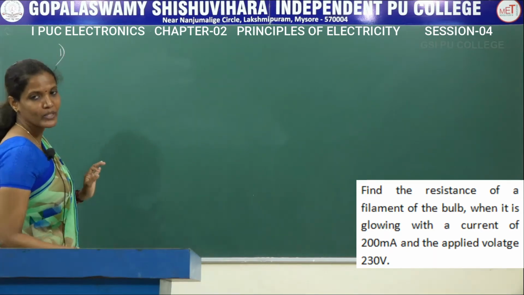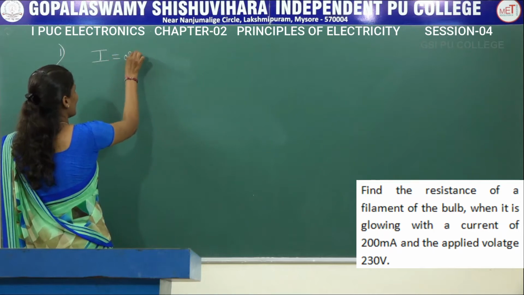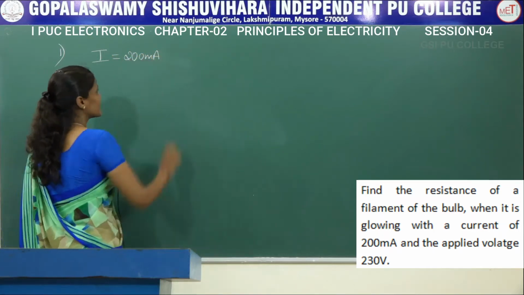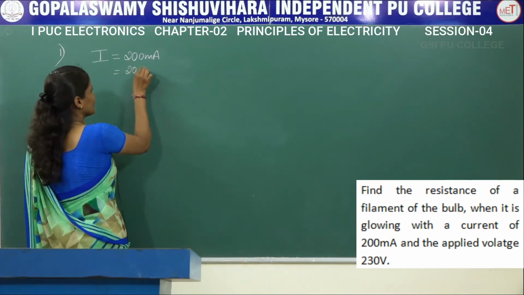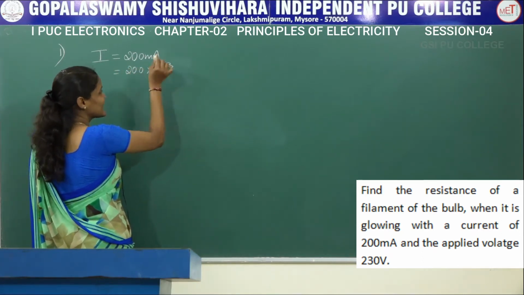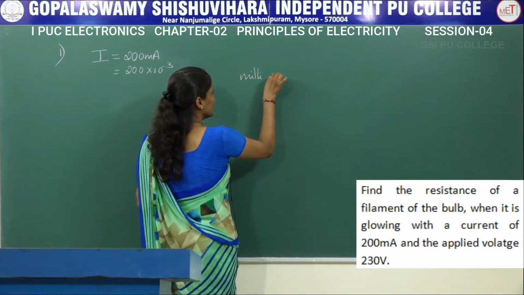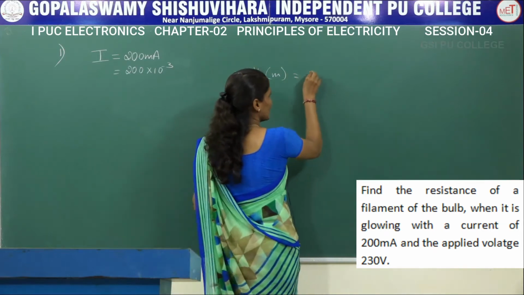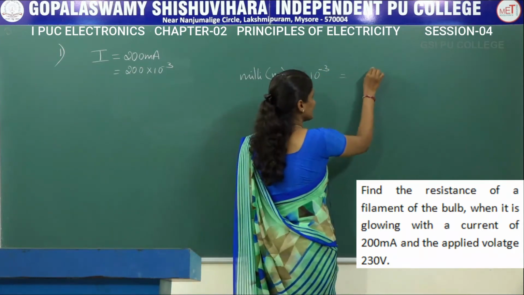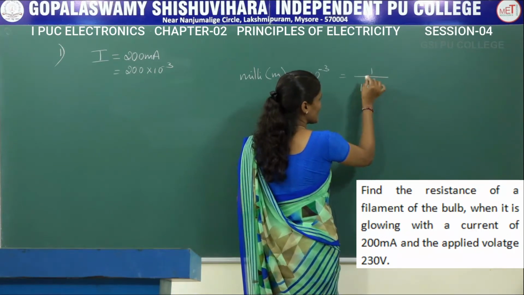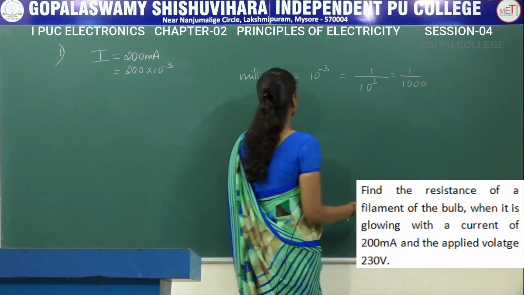Current glowing with a current of 200 milliamps, current will be denoted by I and its value is given as 200 milliamps. Milli, its value is equal to 10 to the power of minus 3. Milli will be denoted by small letter m, whose value equals 10 to the power of minus 3. 10 to the power of minus 3 means 1 divided by 10 to the power of 3, that is equal to 1 divided by 1000.